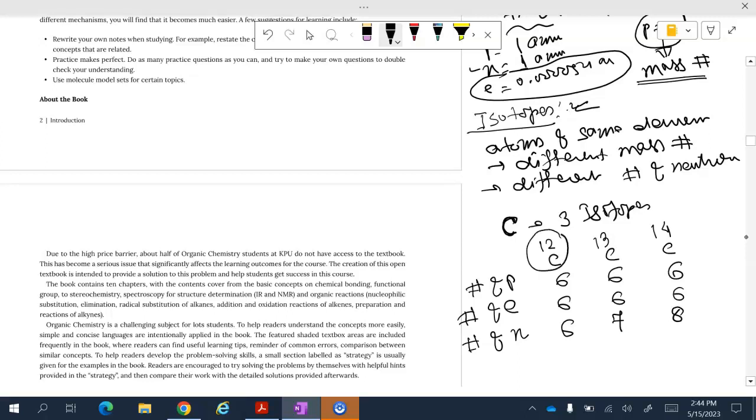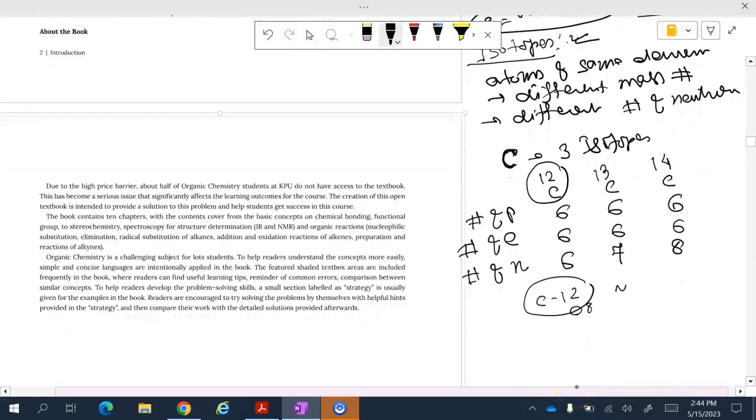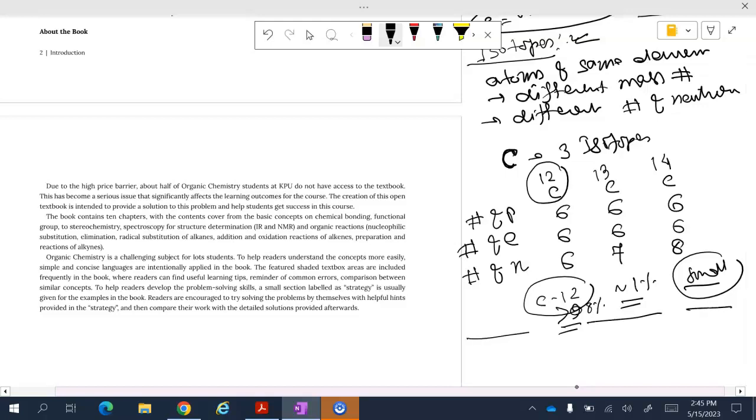So these are the 3 isotopes of carbon. The common carbon that we discuss frequently is carbon 12. That is the most common carbon. More than 98% of carbon is carbon 12. Nearly 1% is carbon 13, and a very small amount is carbon 14. All right, so this is about the isotopes of carbon.